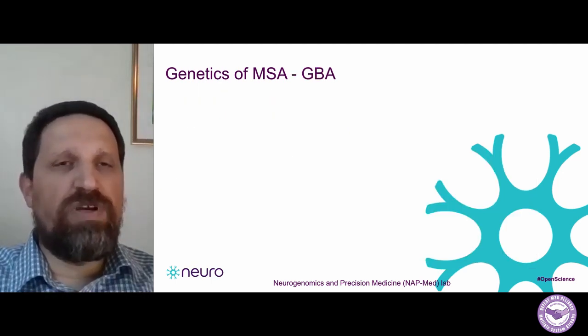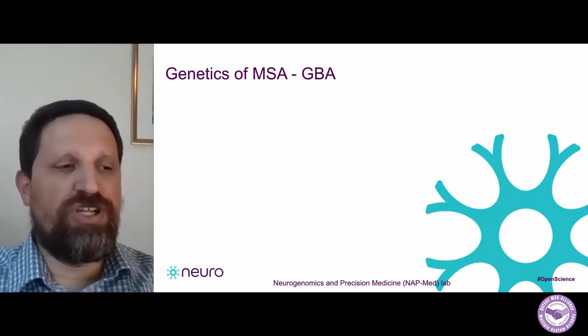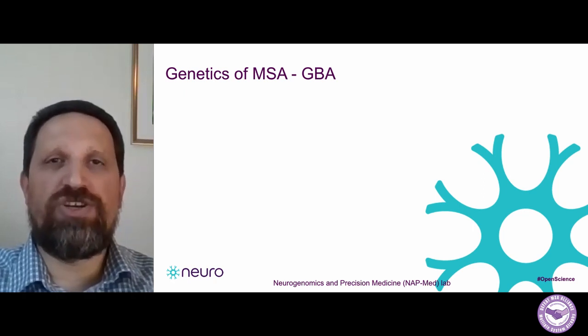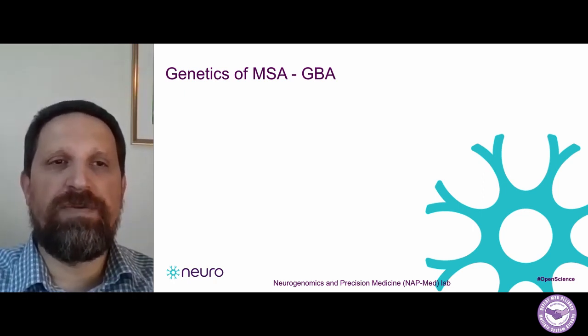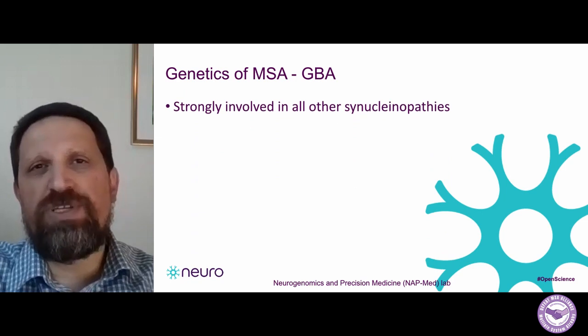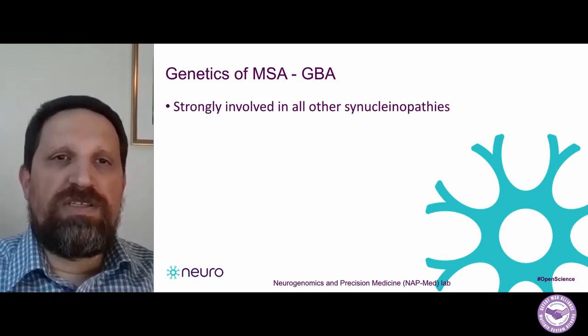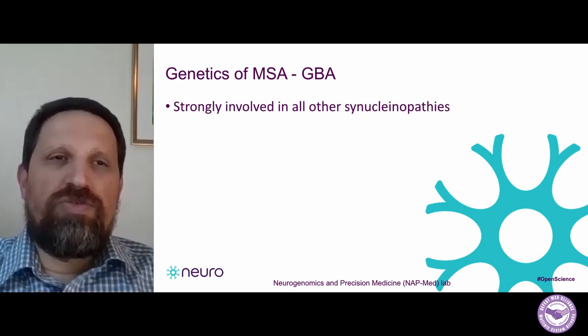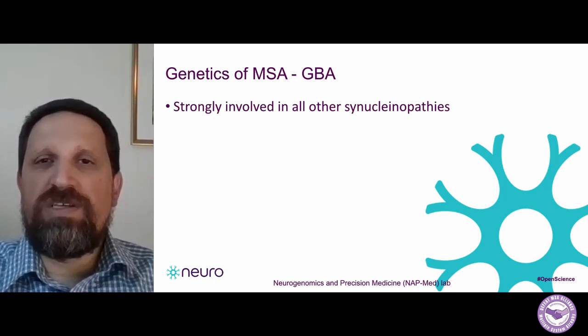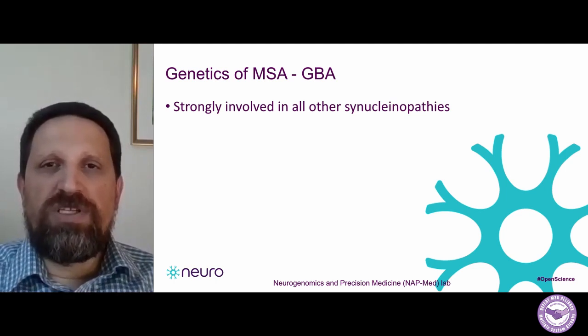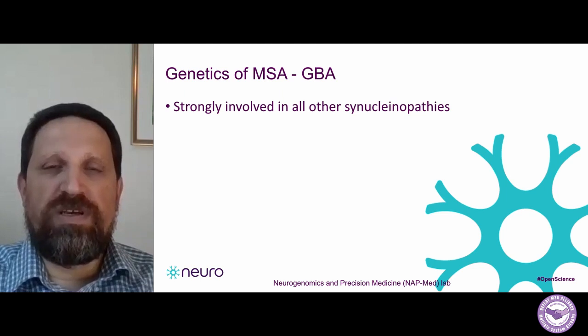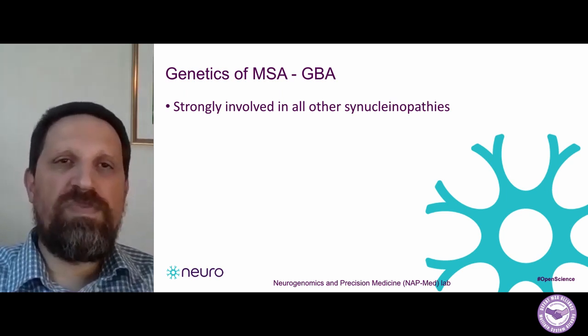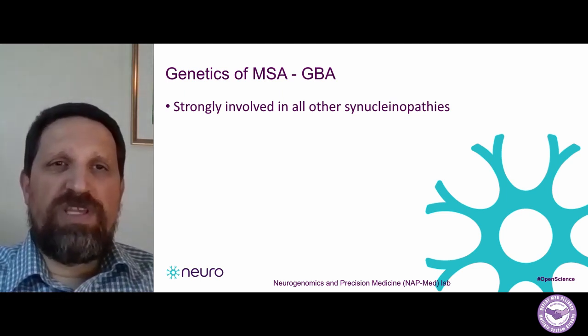So the first gene I would like to talk about in the genetics of MSA is a gene that I already mentioned in Parkinson's disease, GBA. The reason I'm starting with this gene is that this gene is already known to be involved in all other synucleinopathies. So Parkinson's disease, dementia with Lewy bodies, REM-sleep behavior disorder. But what's happening with this gene in MSA?